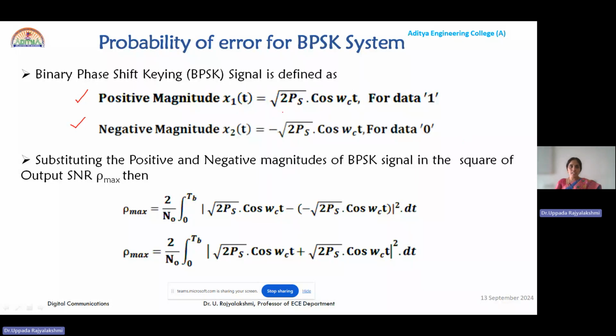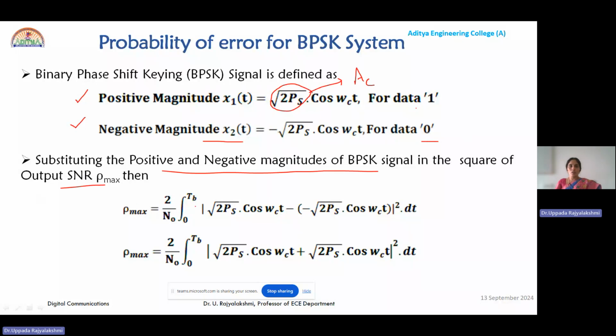That is in the binary PSK module, we completed this, and we know the positive magnitude of input as root 2 Ps cos omega ct for data bit 1. And this root 2 Ps is nothing but the amplitude of the carrier, which we have written in terms of power dissipation. And similarly, the negative magnitude is minus root 2 Ps cos omega ct for data bit 0. Let us substitute the positive and negative magnitudes of the BPSK signal in the square of output SNR.